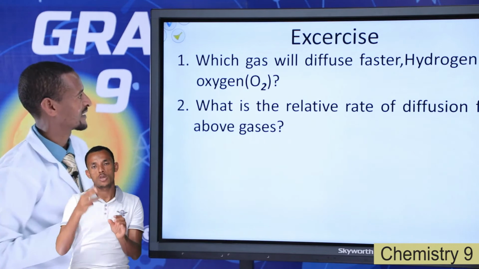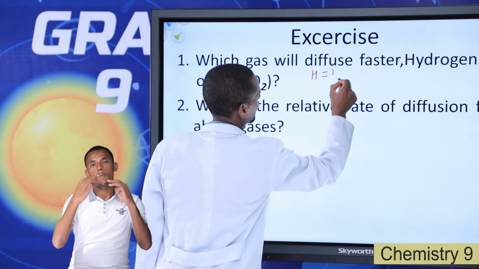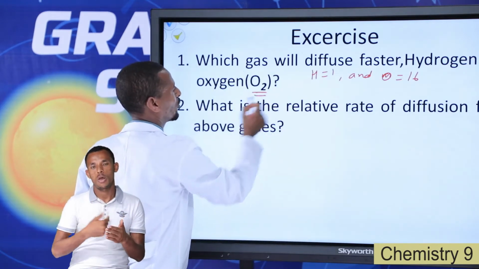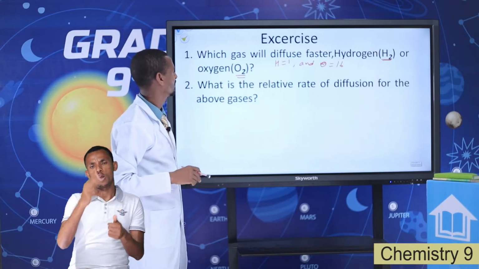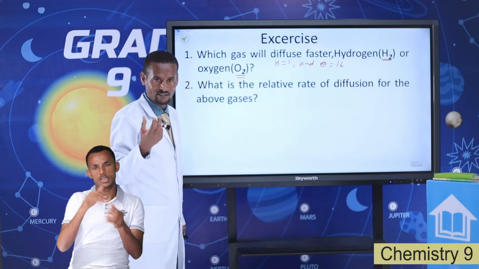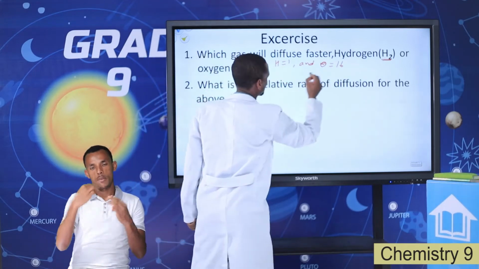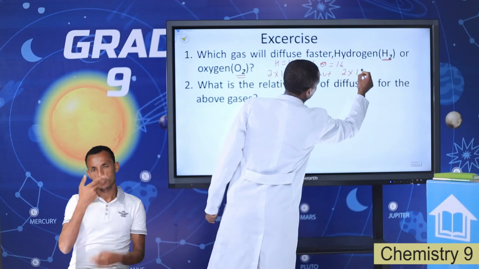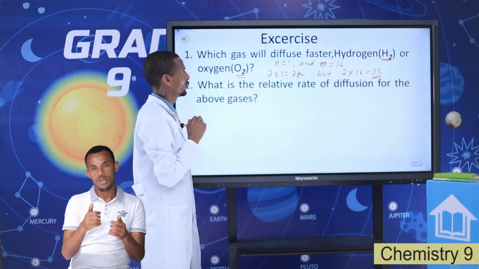Which gas will diffuse faster, hydrogen or oxygen? The mass of hydrogen is 1 and the mass of oxygen is 16. Okay, here we have the oxygen molecule and the hydrogen molecule. So which gas do you think diffuses faster, hydrogen or oxygen? According to Graham's law, gases that have low mass diffuse faster than gases that have higher mass. Due to this, hydrogen is 2 times 1, which is 2 grams, but oxygen is 2 times 16, which is 32. So which diffuses faster? Hydrogen.